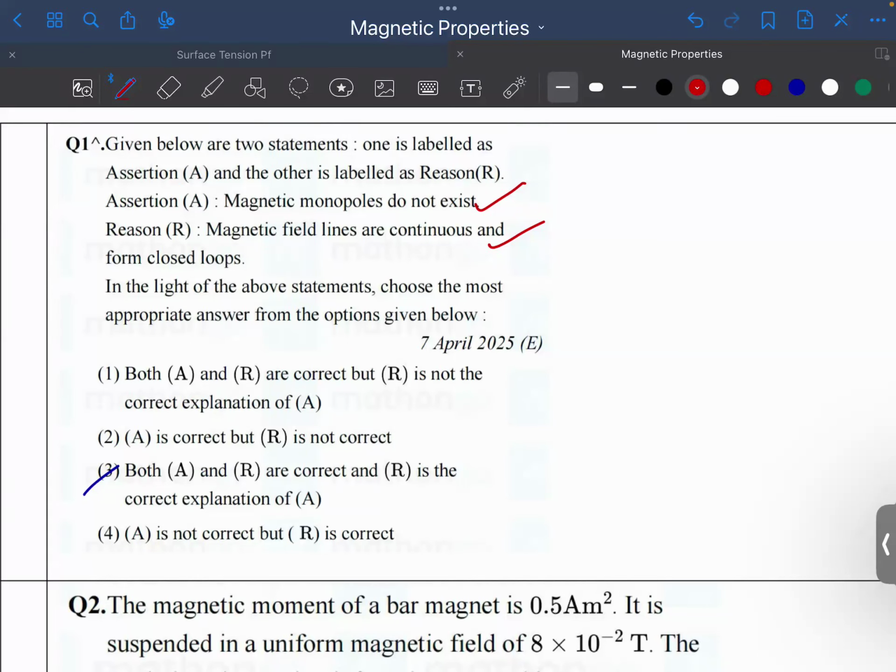So therefore, both A and B are correct, and in fact, the correct explanation is because magnetic field lines are continuous and closed loops. So once it is closed, it means one face will become the north side, the other face becomes the south side. Any doubts? Clear? Got the point? Right.